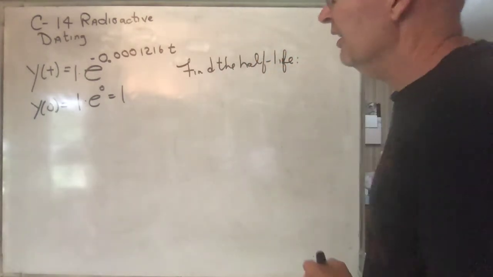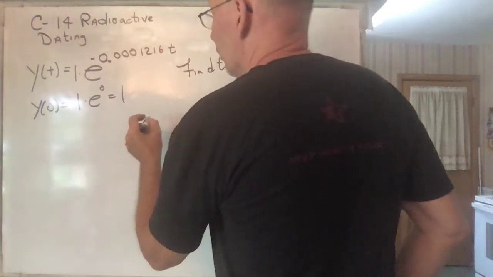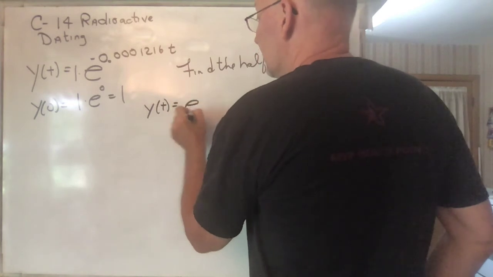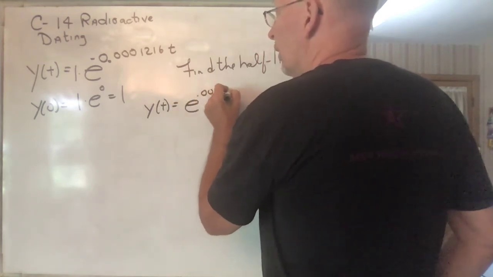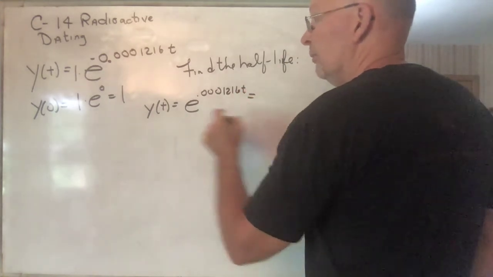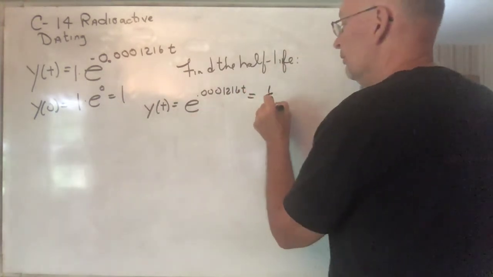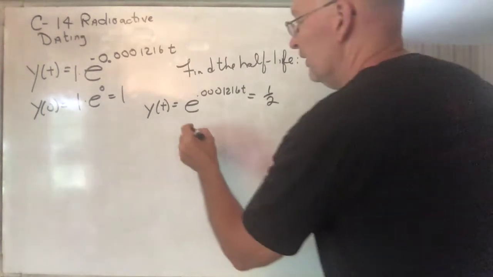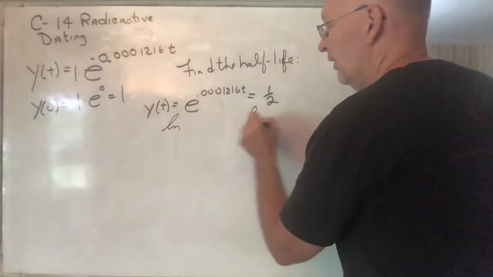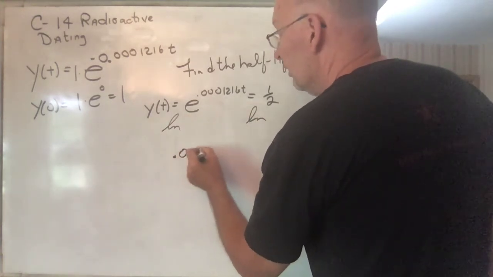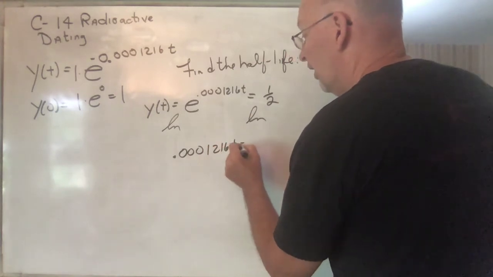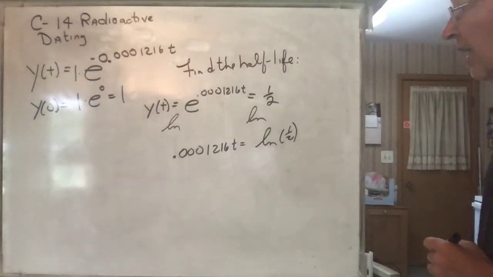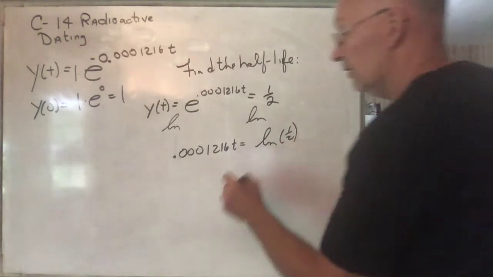Okay, and that's easy to do. All we do is we say, for what value of t is e to the 0.0001216t going to be equal to half of the original amount? So is that going to be equal to 1/2? Okay, so all we have to do is solve it for t. So if I take the ln of both sides, the ln of e to anything is just that thing. And that's going to be the ln of 1/2. And now I solve it for t.